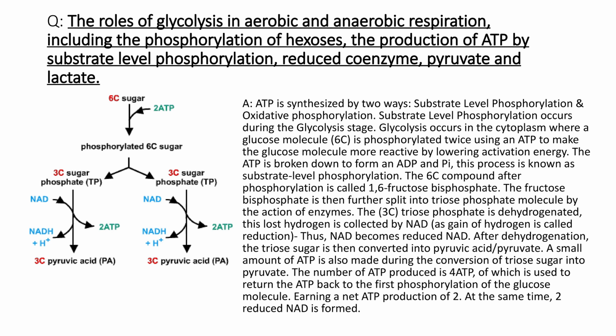A small amount of ATP is also made during the conversion of triose sugar into pyruvate. The number of ATP produced is actually 4 ATP, but only 2 ATP is our net gain, as we had used 2 ATP in the beginning of the glycolysis stage with the glucose. So our net gain is 2 ATP. At the same time, as this glycolysis is occurring twice, 2 reduced NAD are also formed in the process.